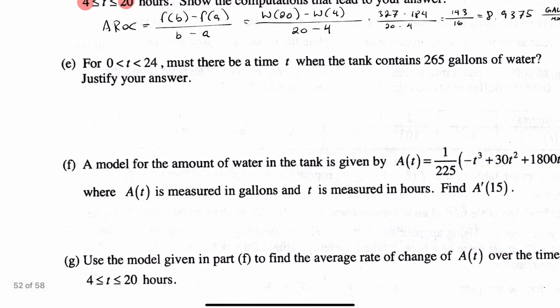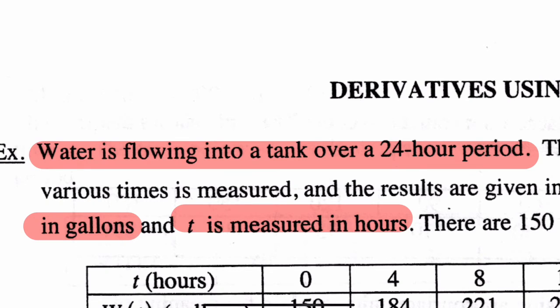Part E. For 0 less than t less than 24, must there be a time t when the tank contains 265 gallons of water? Justify your answer. Notice the time period here is the complete day, 0 to 24 hours, and we're trying to figure out whether there was a time in which there were exactly 265 gallons of water in the tank. Remember, the first sentence says water is flowing into a tank over a 24-hour period. That meant that water was flowing continuously. W of t is a continuous function.